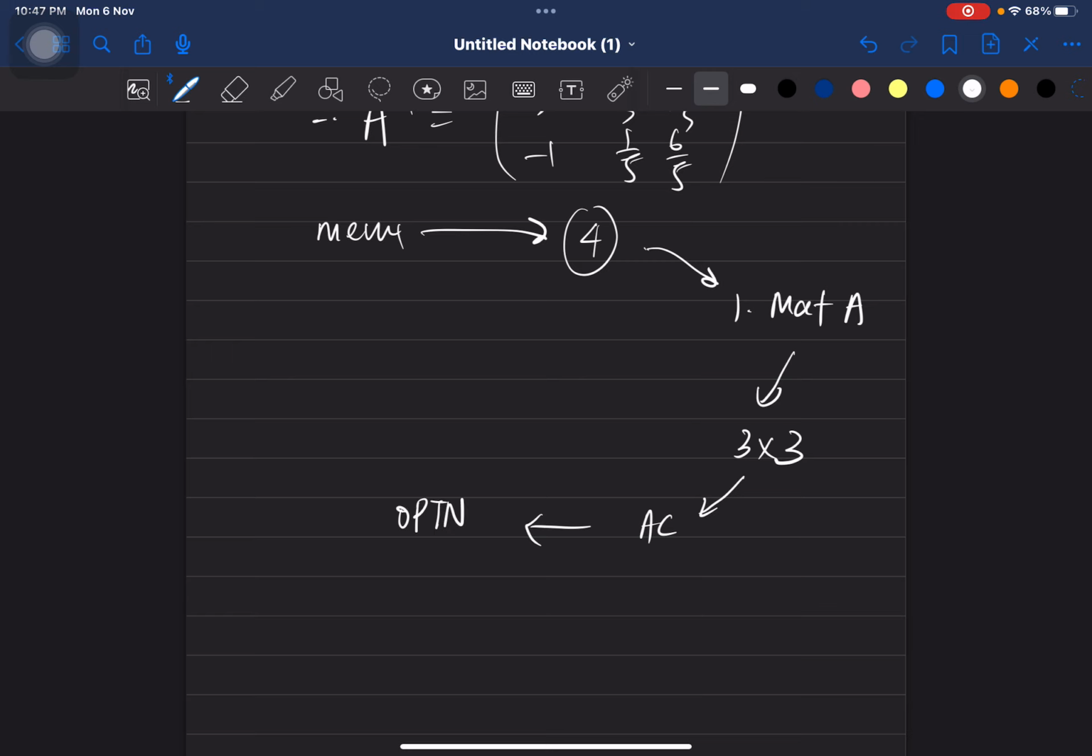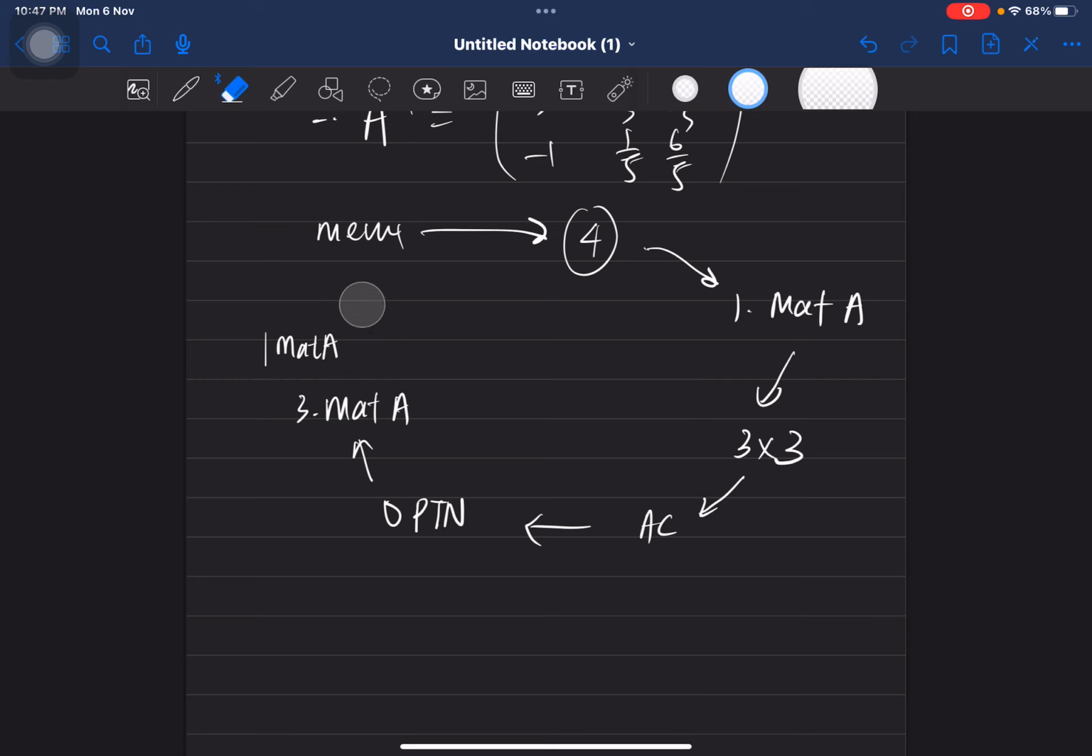OPTN under the shift button there. Then they ask you about a lot of stuff, right? You press 3. You're doing matrix A, right? So press 3, matrix A. Press the value 3, the number 3. Then you will come out like this one. You come out something like this.